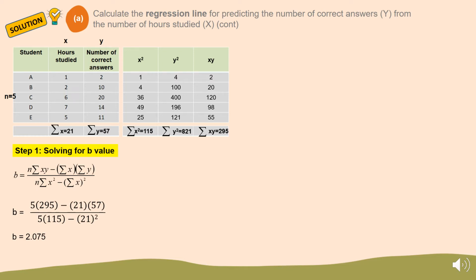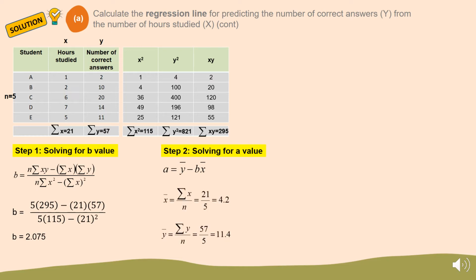The next thing is to solve for the a value. This is the formula of a. We have to know the values of y bar, b, and x bar. So first, we have to solve for the values of x bar and y bar. X bar is the mean of x, which is equal to the summation of x divided by n. That gives the value of 4.2. Y bar is 11.4. Plugging in the values of x bar, y bar, and b into the formula of A, we will get the value of A equal to 2.685.